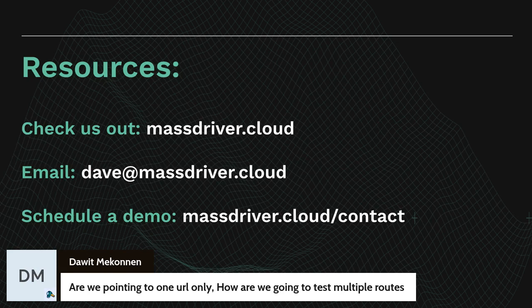Are we pointing to one URL only? You can point to as many as you want, and you can do interactions. So you can hit a URL, get a response, then hit another path on that URL, get a response, right? You could send a POST request to add an item to a cart from a catalog, then a GET request to fetch the cart, and then maybe a submit. You can do all of that.